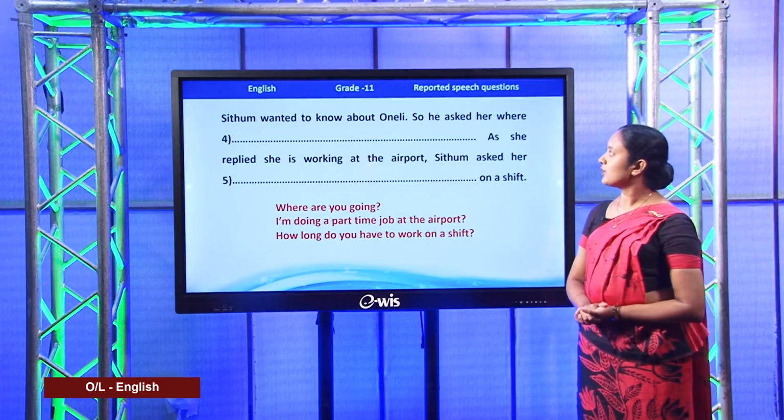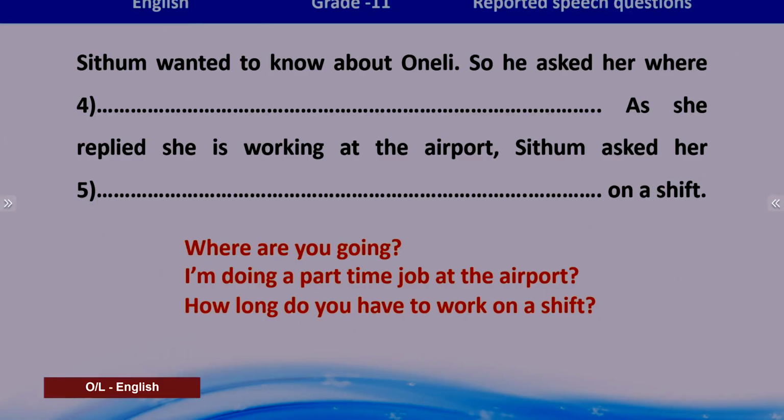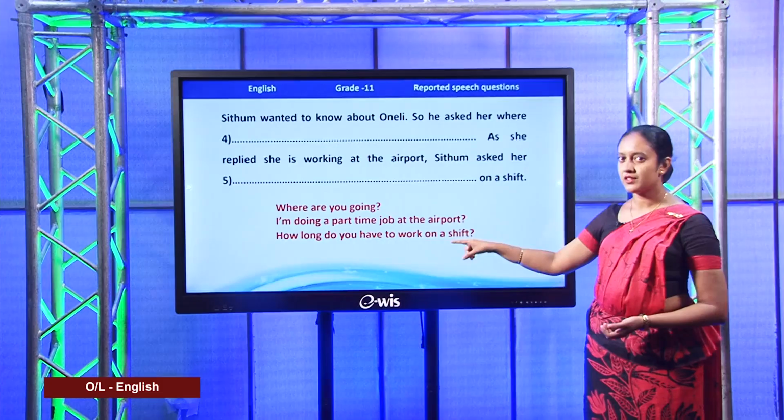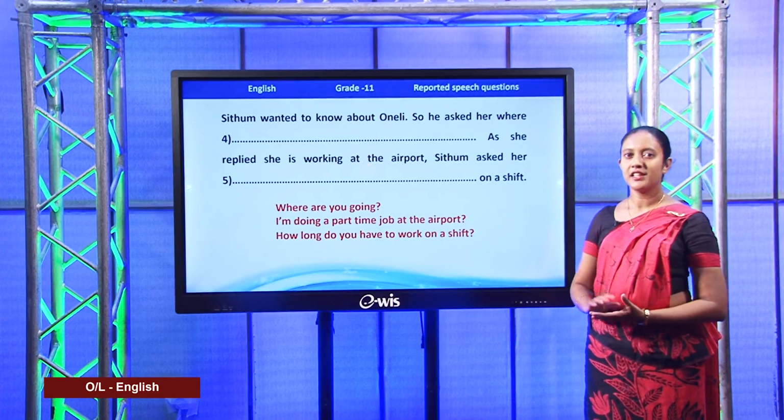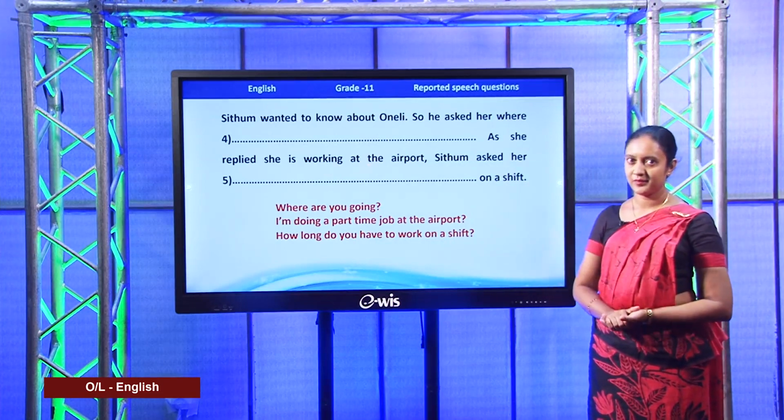Situm wanted to know about Oneli. So he asked her where, number 4 blank. As she replied she is working at the airport, Situm asked her number 5 blank on a shift. Here also you can see the relevant questions. So by looking at these questions, you can find the answers. I hope you have completed the task.